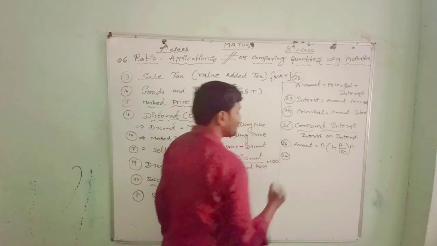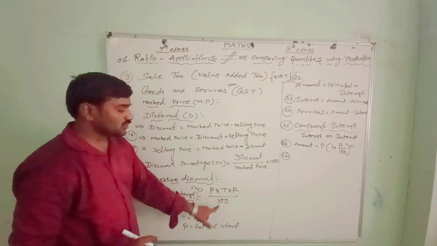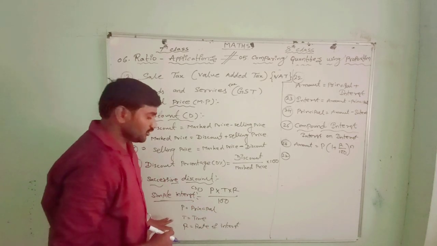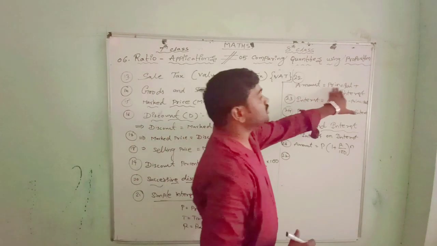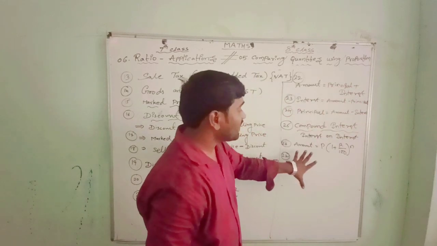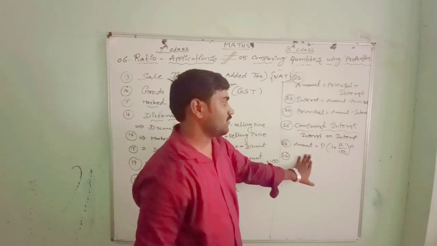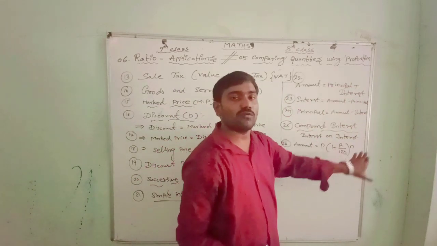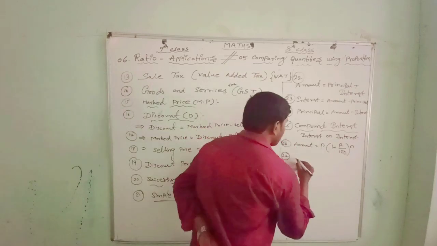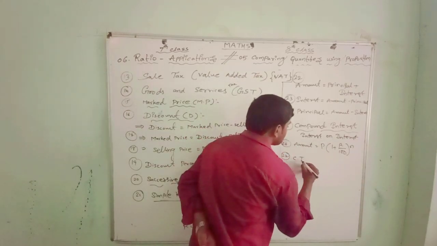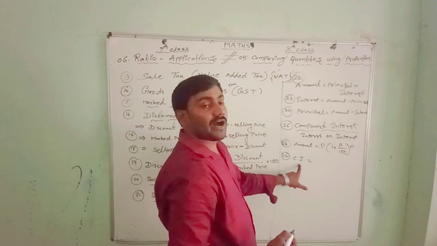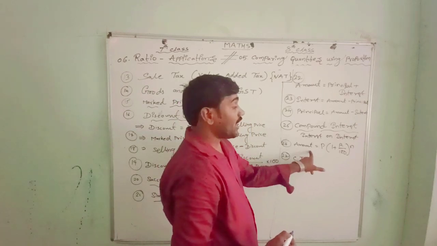In simple interest, the formula is P into T into R by 100, which gives you the interest. If you want to find the amount, you have to add principal plus interest. But in compound interest, you directly get the amount formula: P(1 + R/100)^n. Now, if you need the compound interest, this is the amount in compound interest.